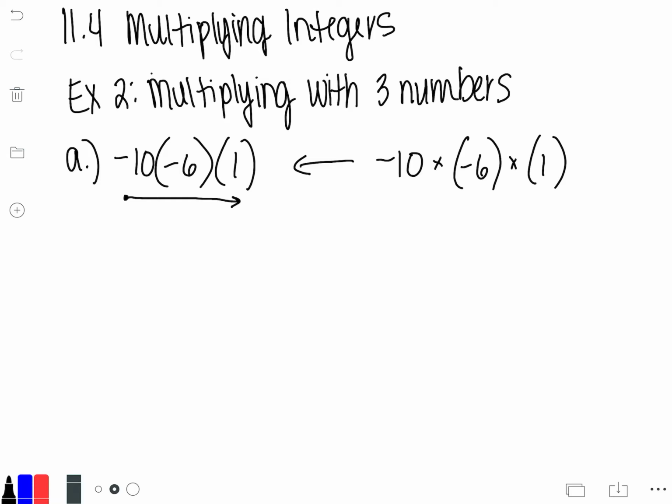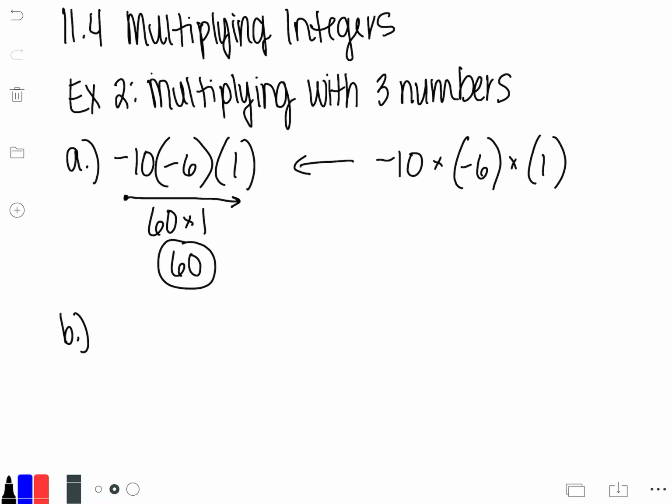So I'm just going to do negative 10 times negative 6 first. Remember, if the signs are the same when you're multiplying, you end up with a positive answer. So this would be a positive 60 just from that, and then you would multiply times 1 at the end. Of course, 60 times 1 is itself, so this answer would be 60. Let me show you another one.